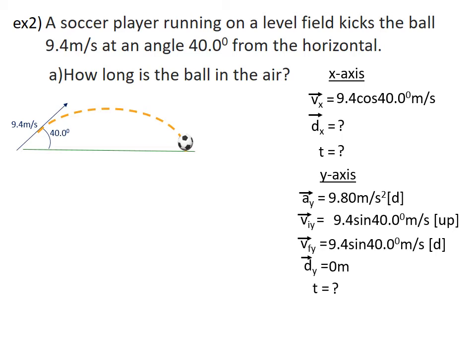Before I move on from my variable list, I see that in the y-axis I have 2 directions as down, 1 direction as up. So I want to switch them so they're all the same. So I'm going to change my initial velocity from positive 9.4 sine 40 degrees meters per second up to negative 9.4 sine 40 meters per second down.